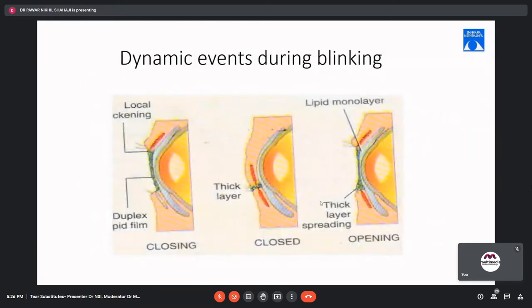So the reason why he's giving an introduction to all this is many of these drugs will need to be modified based on what kind of dry eye. And many times it's a combination of tear film problems. So that's why he's giving you an overview of the tear film. Okay, go ahead.